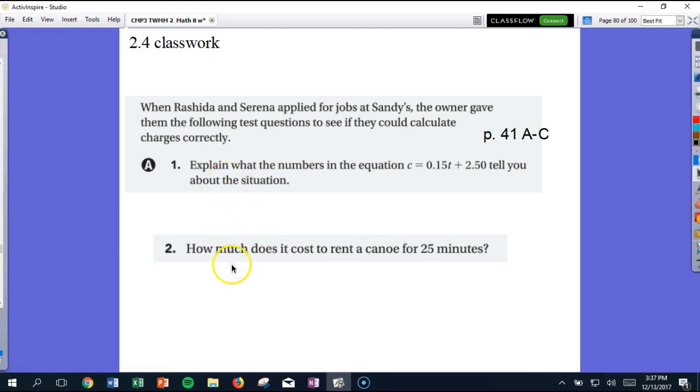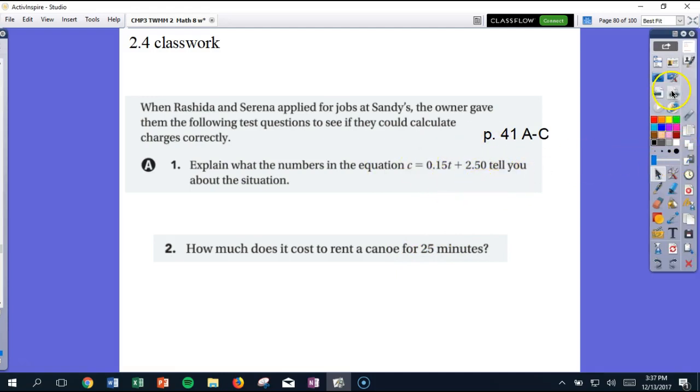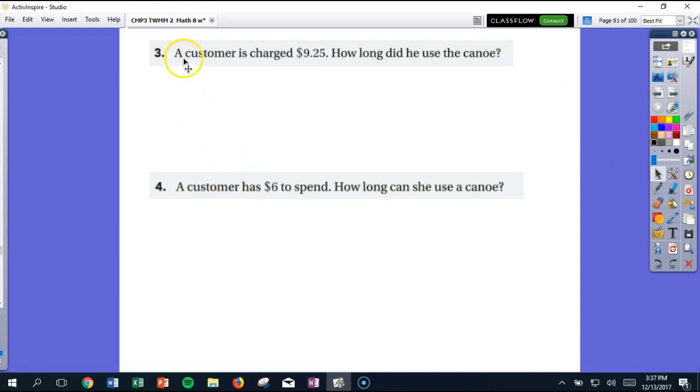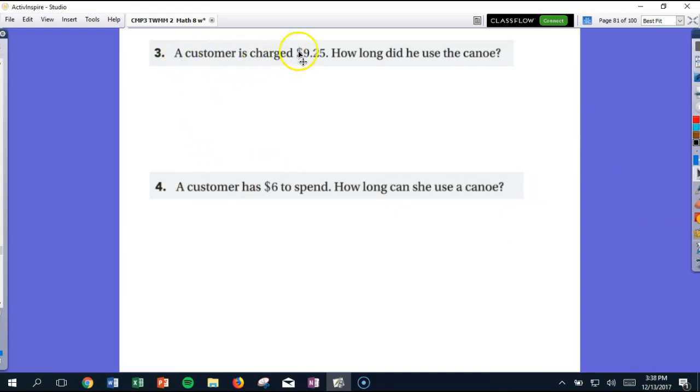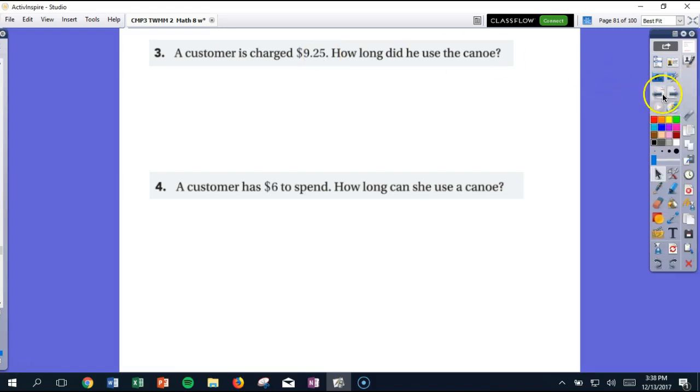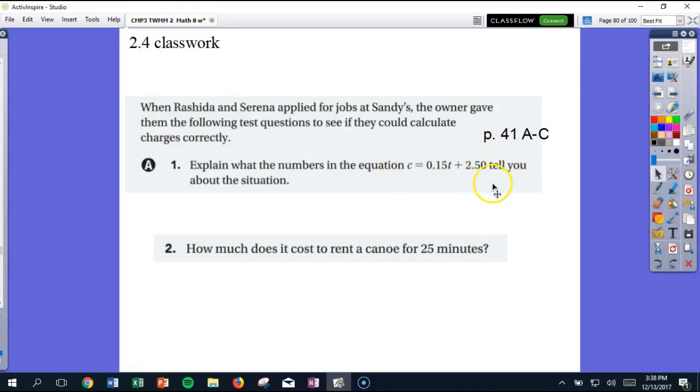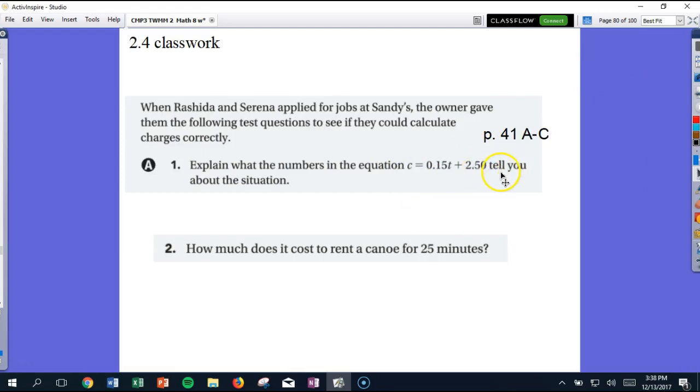Then the test goes on to ask them, how much does it cost to rent a canoe for 25 minutes? Where would you plug that 25 into this equation, and what does the result then tell you? Question 3 says a customer is charged $9.25. So again, now where are we going to plug that $9.25 into our equation and then be able to solve for the other variable? Because remember, you have two variables here. You have C for charge and T for time in minutes.